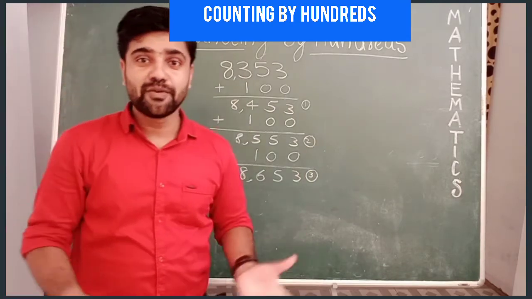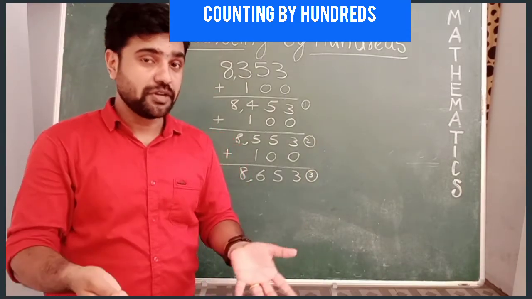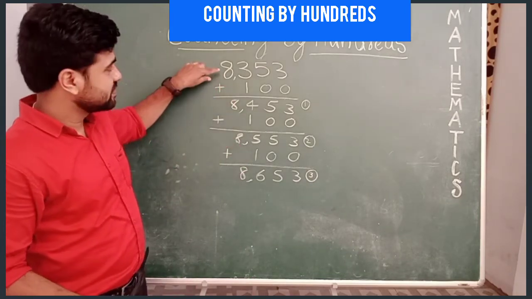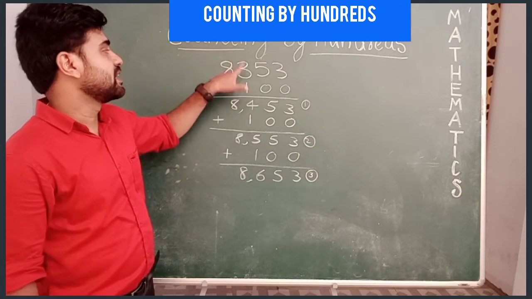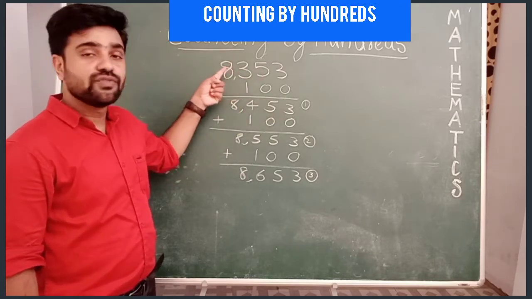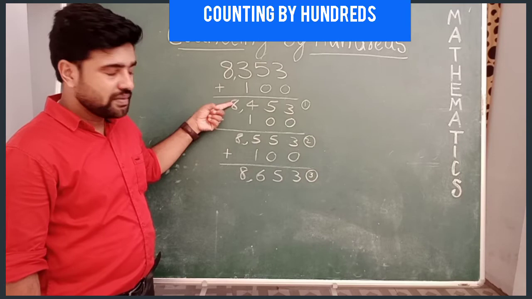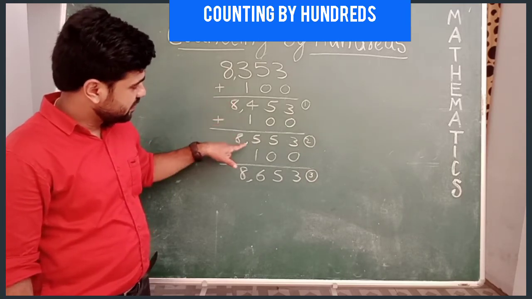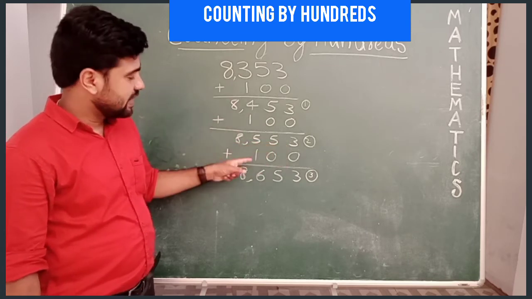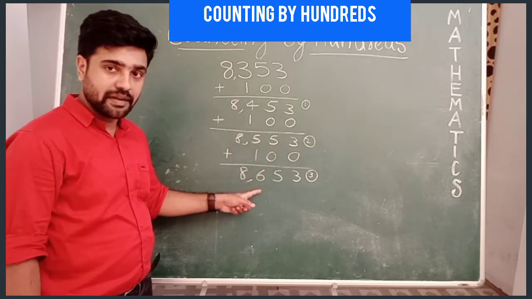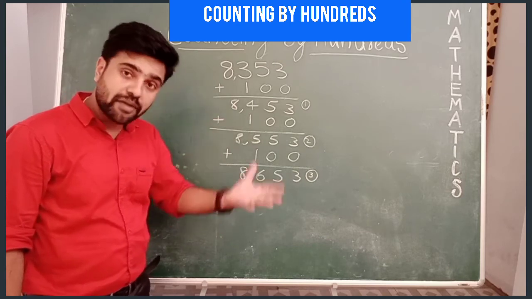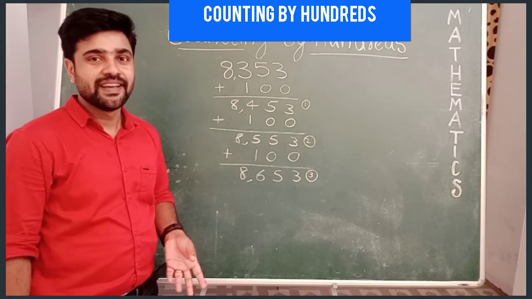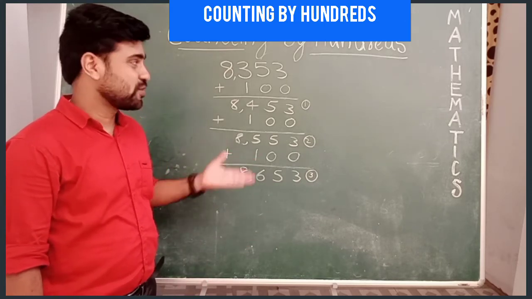If the question is counting by 100, write the next numbers. Simply add 100 to the given number. Here the number is 8,353. Add 100 to the given number, you will get the first number. Again add 100 to the answer, we will get the second number. Again add 100 to the second number, we will get the third number. Then if we need one more number, add 100 to this number. And of course, it also has a shortcut.